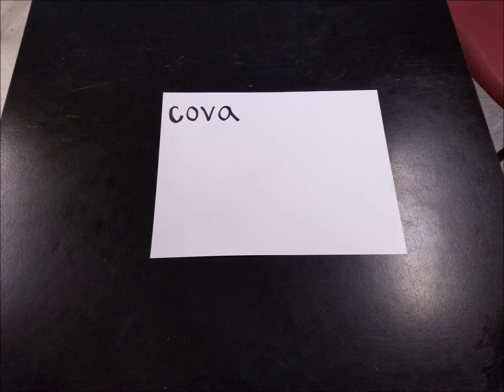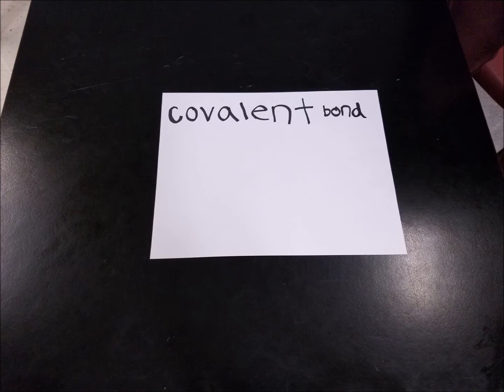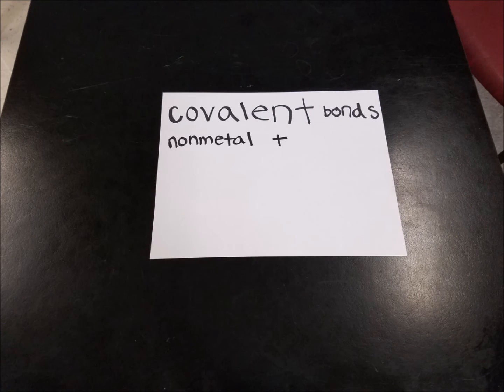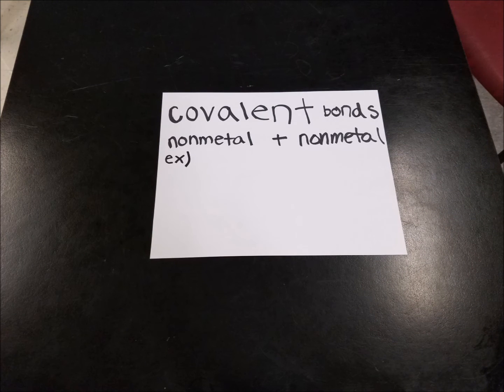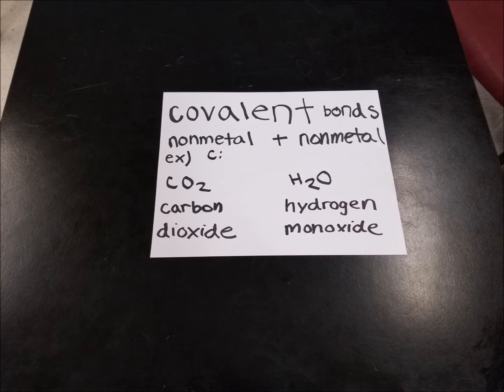The second type of bond is a covalent bond. Covalent bonds are bonds between a nonmetal and another nonmetal. Two examples of covalent bonds are CO2, also known as carbon dioxide, and H2O, also known as hydrogen monoxide, or water.